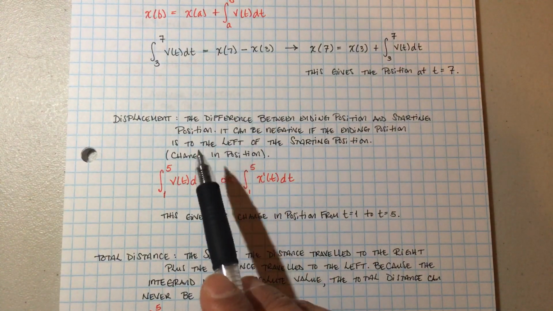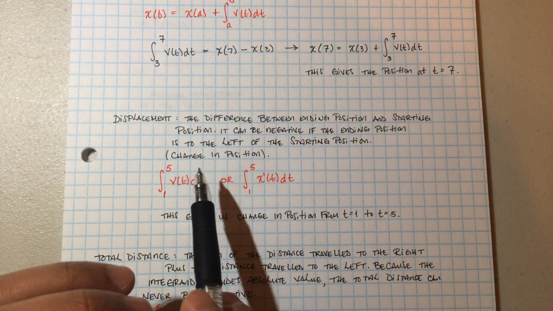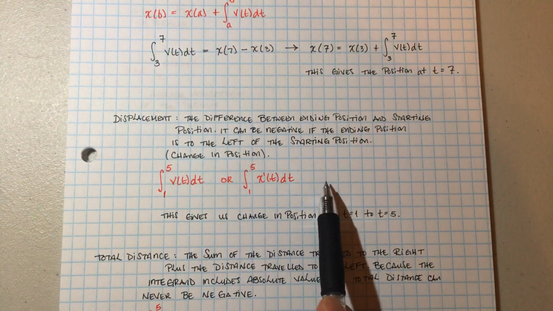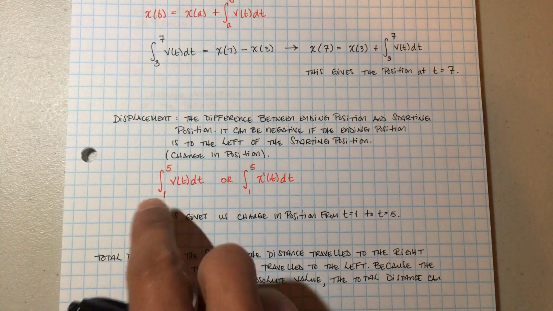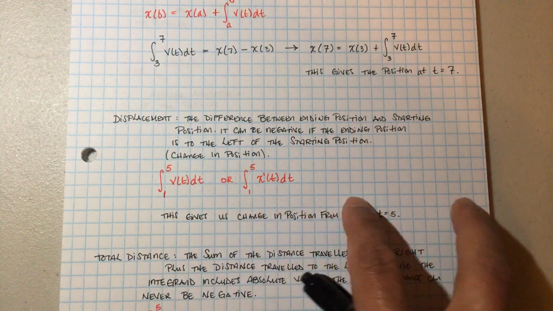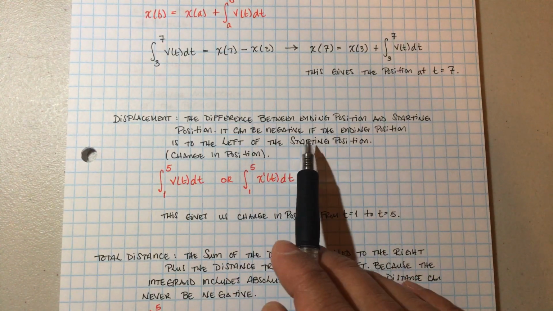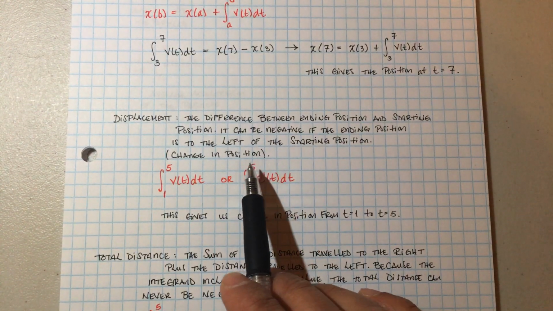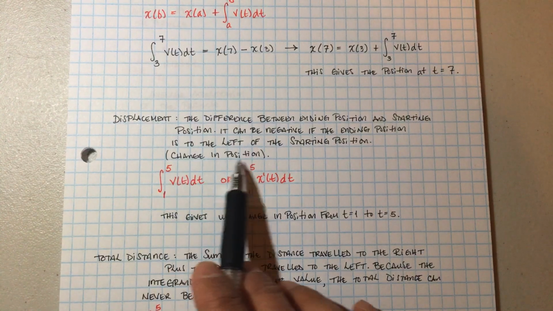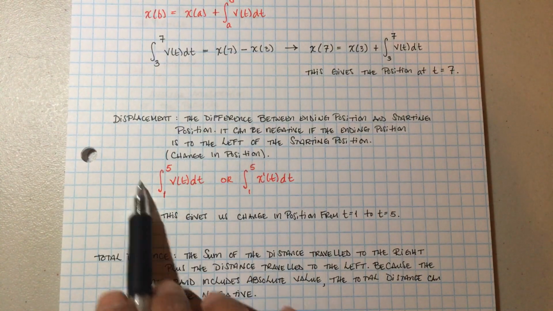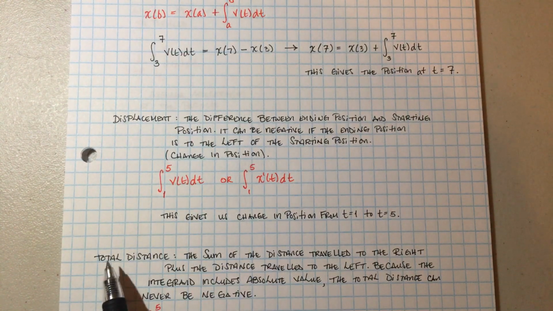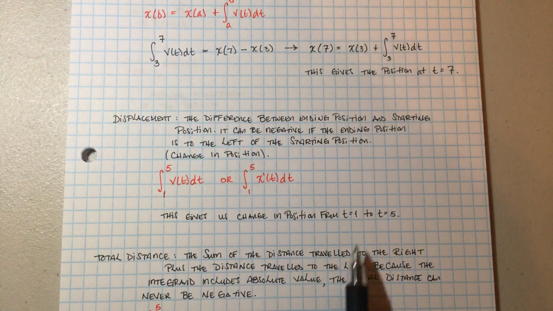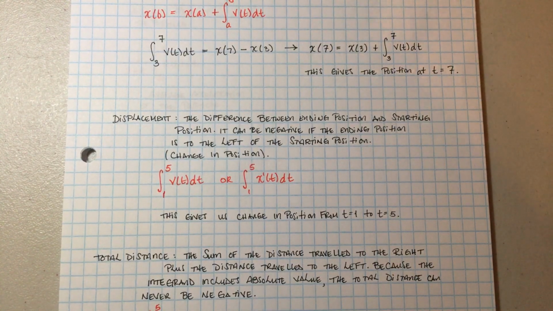Displacement. Displacement is the difference between the ending position and where it starts. So just between 1 and 5, what is that distance covered? It also can be negative, depending on whether it's to the left of the starting position. And this is just change in position. All you have to do is take the antiderivative of velocity, and this gives us the change in position from t equals 1 to t equals 5.